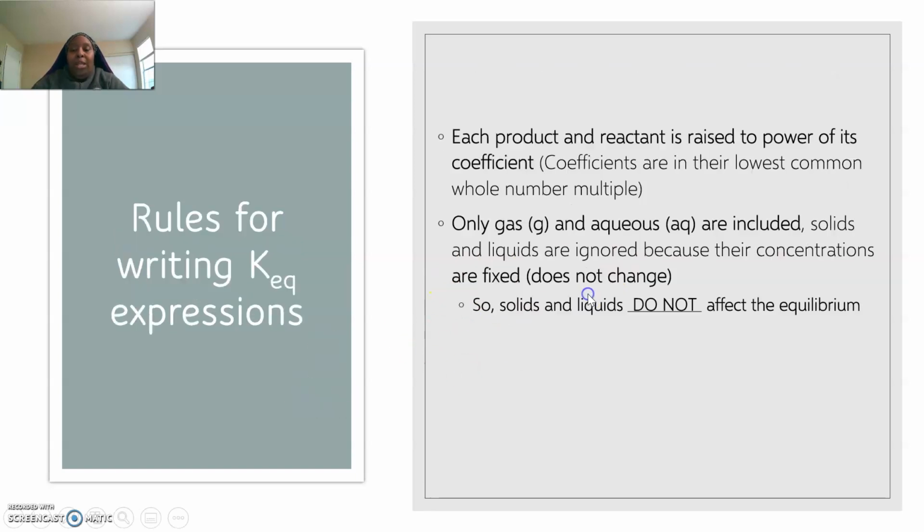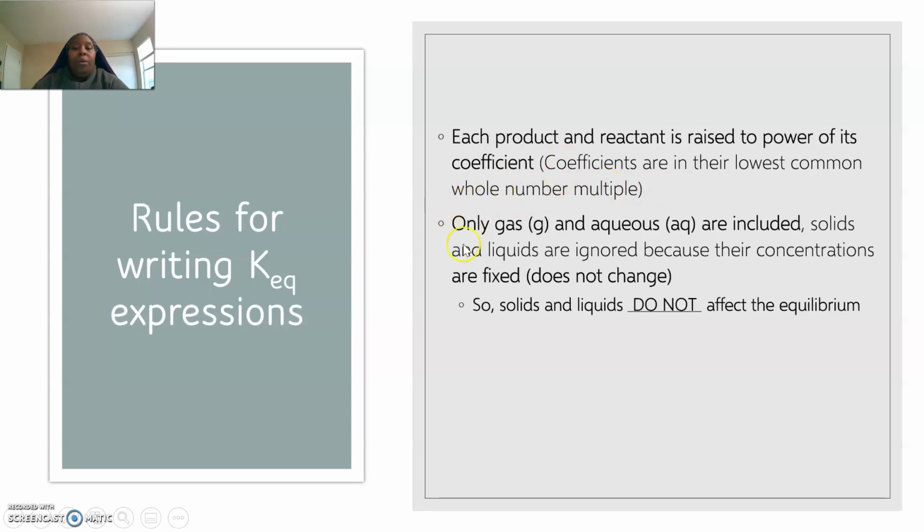All right, so let's move on to looking at some of the rules. If you want to know how to write these equations, you have to know what's acceptable and what's not. Like I said before, each product and reactant is going to be raised to the power of its coefficient. You're going to use the coefficients in the lowest whole number multiples, which means if you have a fraction, like the oxygen fractions I know you hated, you're going to have to turn it into a whole number for this to work.